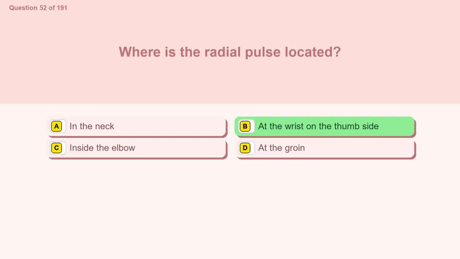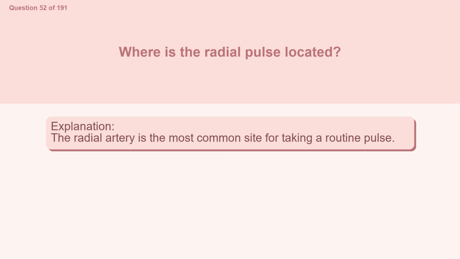The correct answer is option B. At the wrist on the thumb side. The radial artery is the most common site for taking a routine pulse.